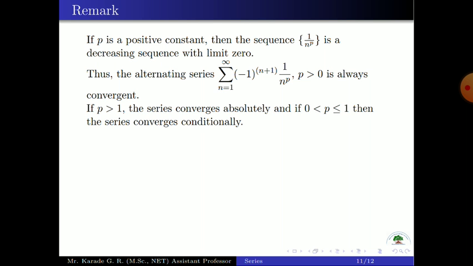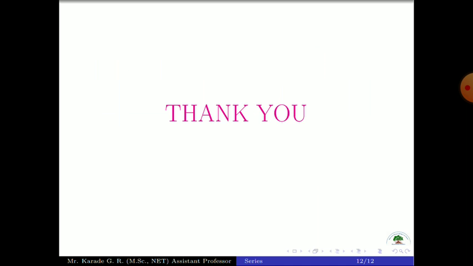If p is greater than 1, the series converges absolutely, and if p is strictly greater than 0 and less than or equal to 1, then the series converges conditionally.